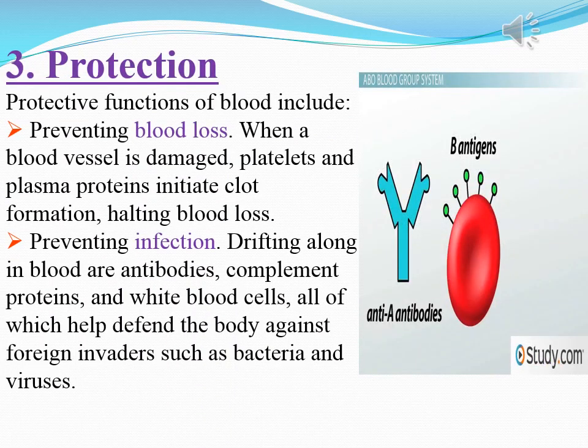The third function of the blood is protection. The protective functions of blood include, first, preventing blood loss. When a blood vessel is damaged, platelets and plasma proteins initiate clot formation, halting blood loss.